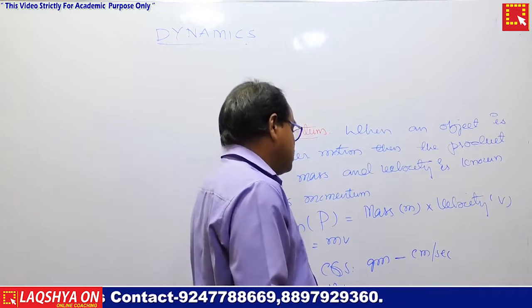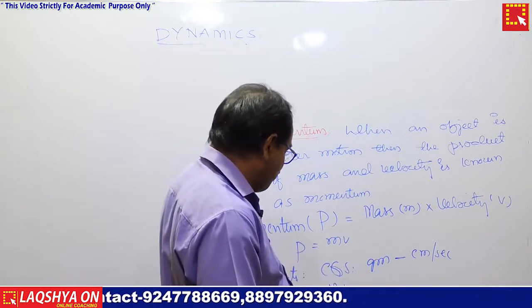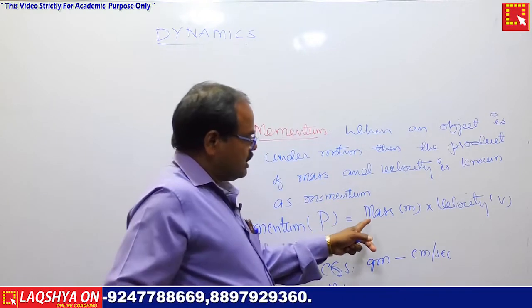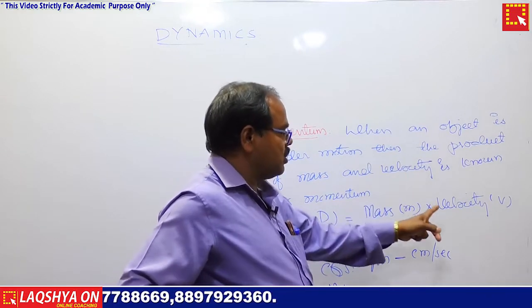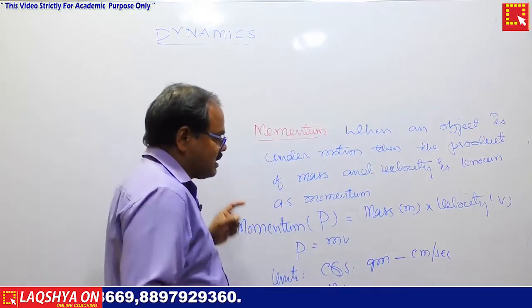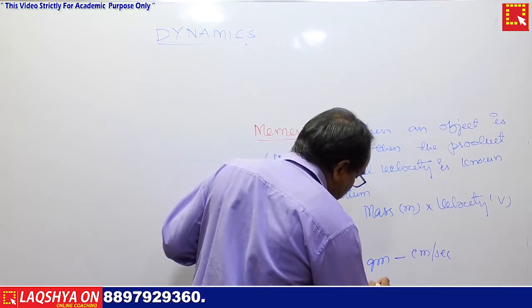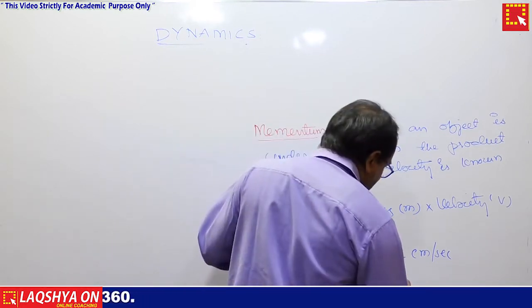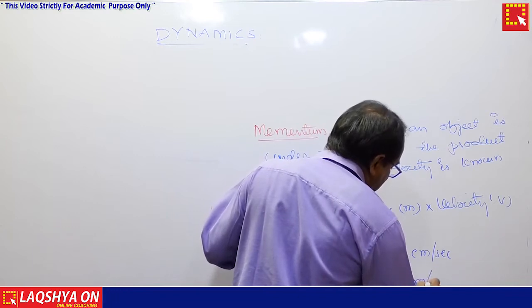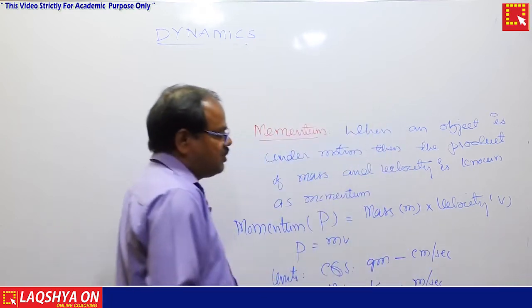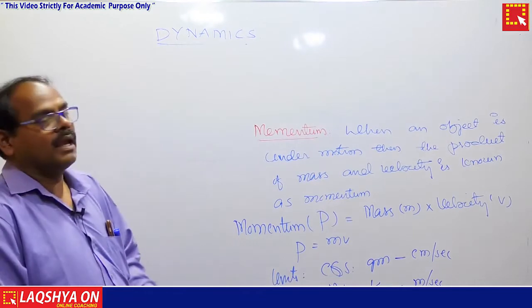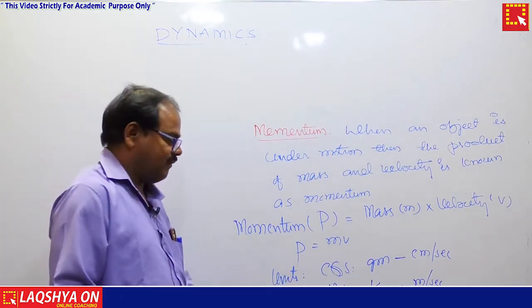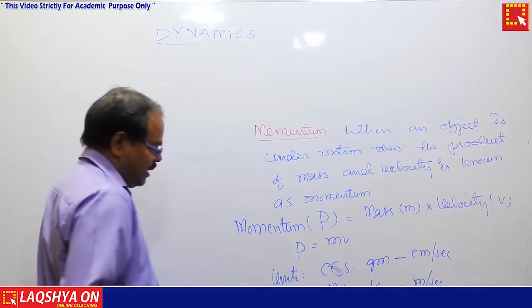Now, MKS units. The MKS unit of momentum is equal to the MKS unit of mass into the MKS unit of velocity. In the MKS system, mass is measured in kilograms and velocity in meter per second, so it is kg into meter per second, nothing but kg-meter per second. We write it with a hyphen. Now, this is about momentum.